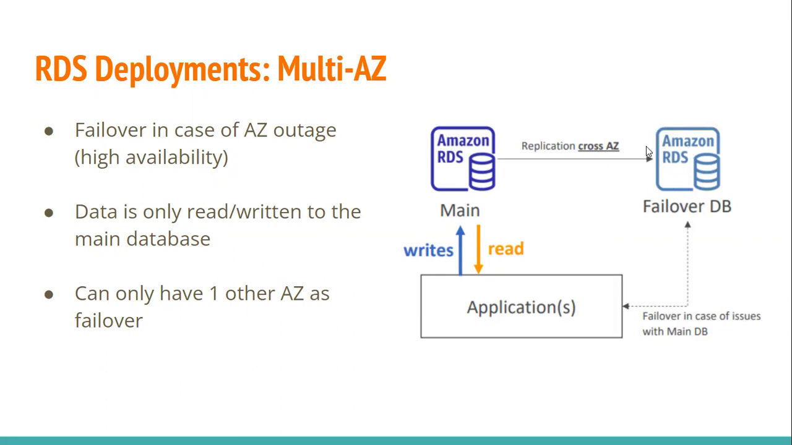The failover database is there in case of an issue with the main database, and the traffic will be routed to the failover database. This is the main database server. In the main database server, the application has read and write permission, so it can easily send queries to this database service.